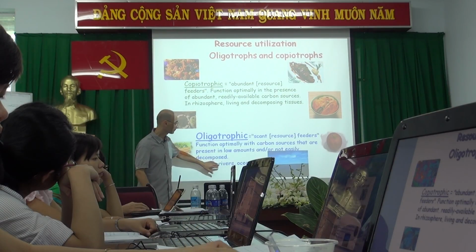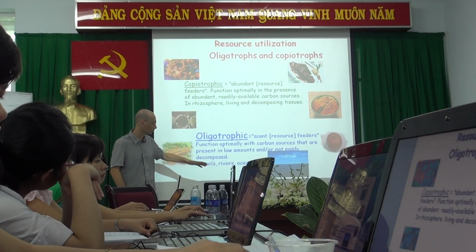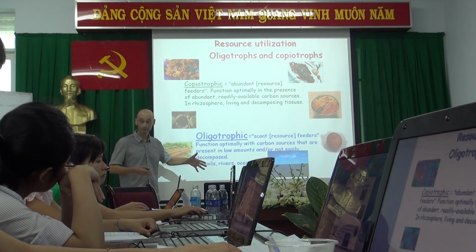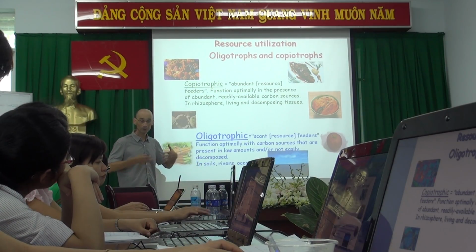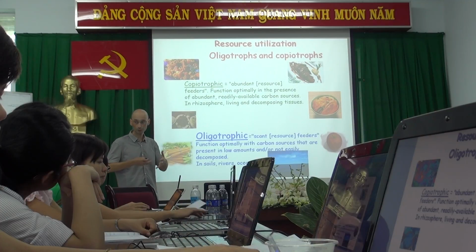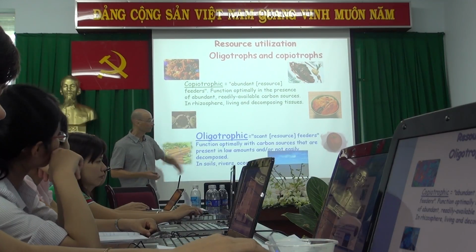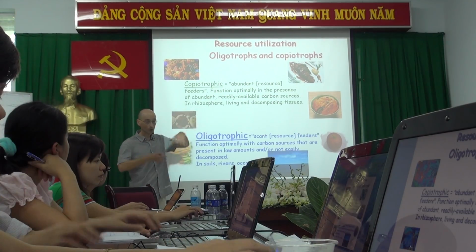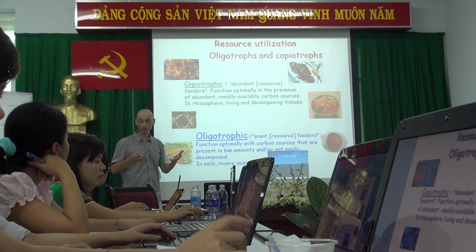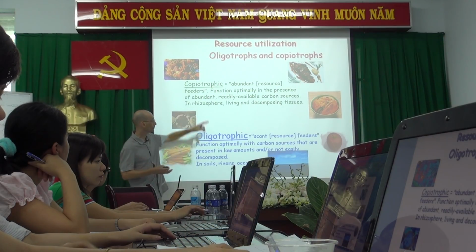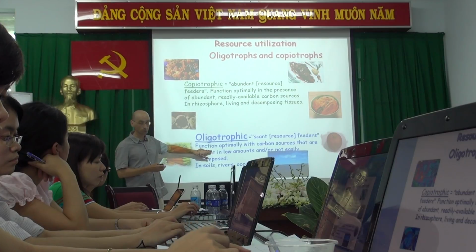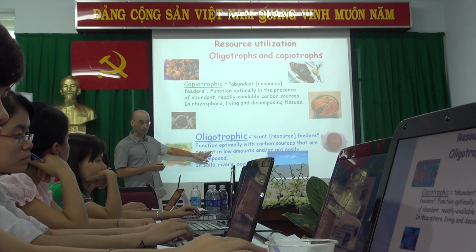So they grow in the rivers, in the ocean, in the soil. There's not a lot of carbon source, or carbon sources which are difficult to break down. These ones grow with a lot of carbon sources, with a lot of sugars, for instance. You put a lot of glucose, these ones will grow. You put a lot of glucose, these ones won't grow.